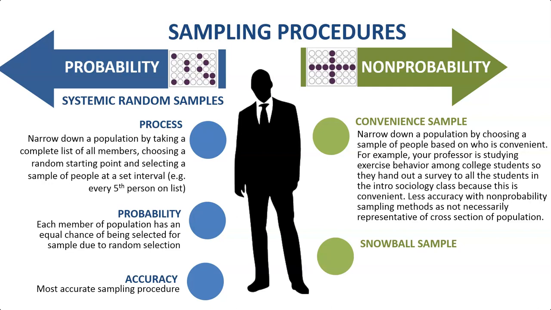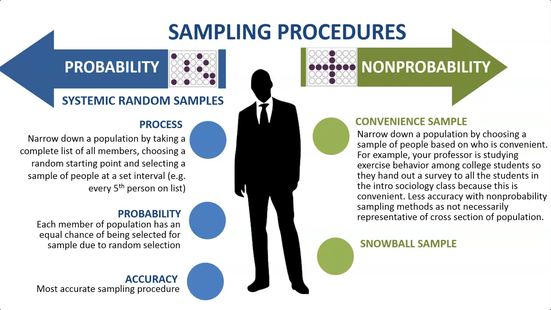What happens with a convenience sample is you narrow down a population by choosing a sample of people based on simply who's convenient. So when you see somebody standing in a mall with a clipboard and you happen to be walking by and they ask you if you'll complete a survey, that's an example of a convenience sample.